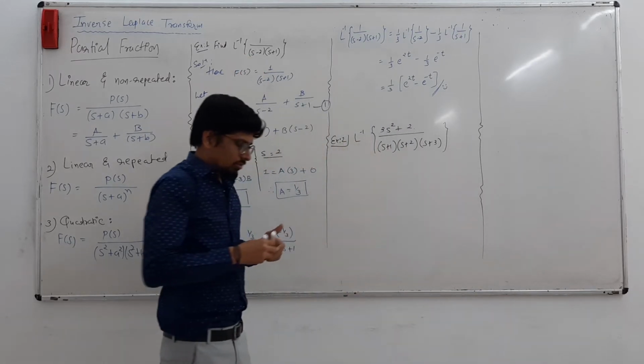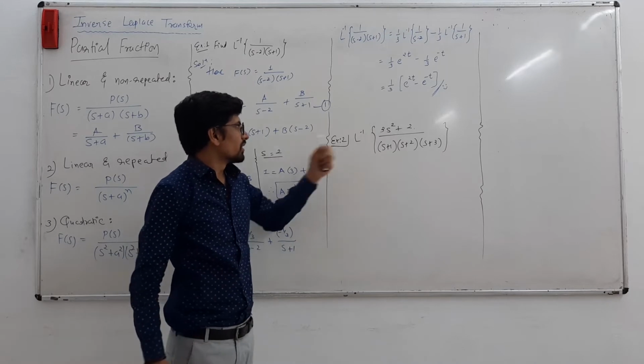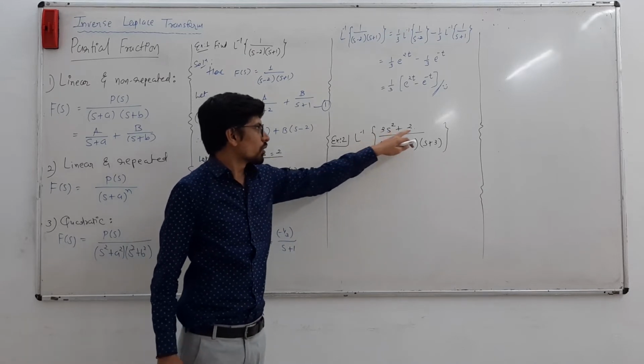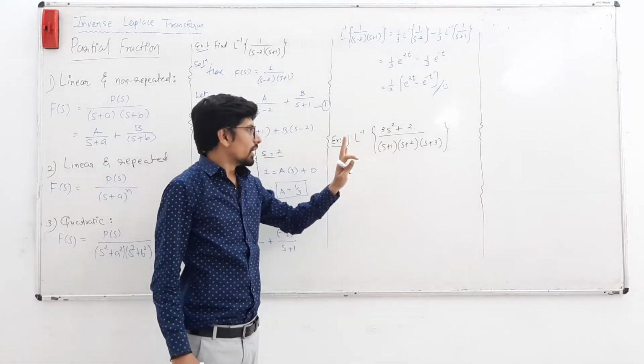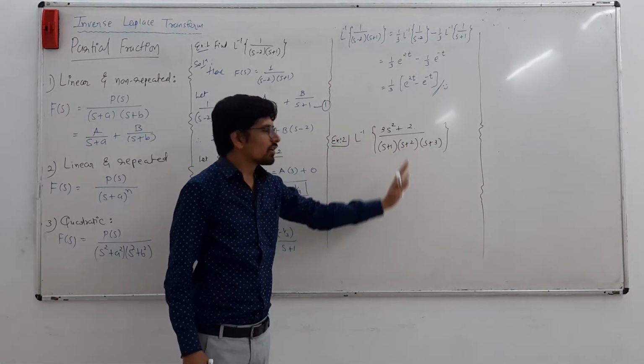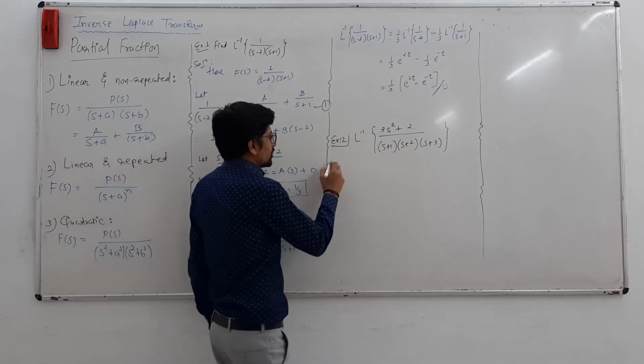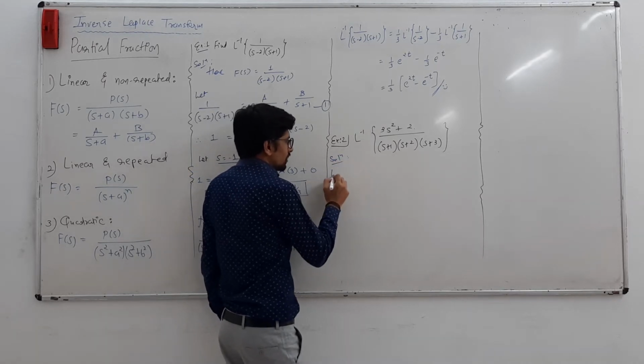Okay. So let us take next example, and that is we need to find Laplace inverse of (3s square plus 2) upon (s plus 1)(s plus 2)(s plus 3). Three factors, and all three are different, distinct. So I will start with this thing.